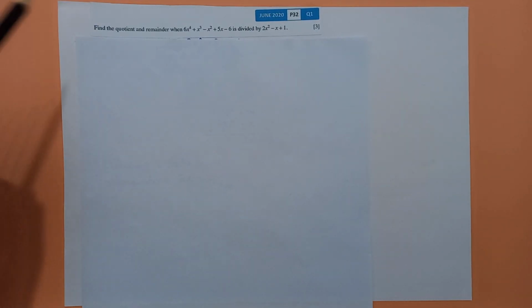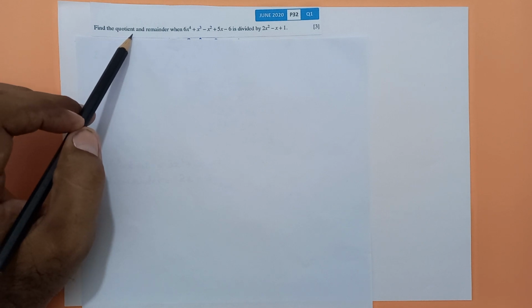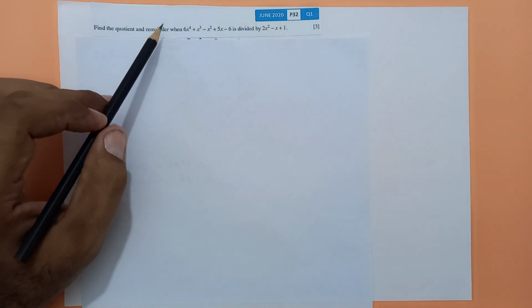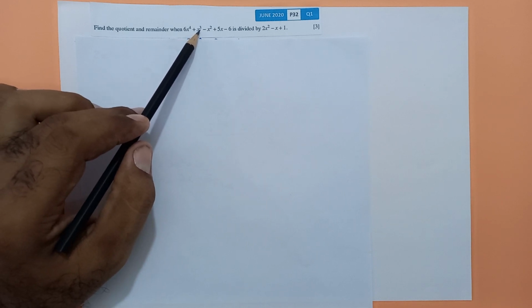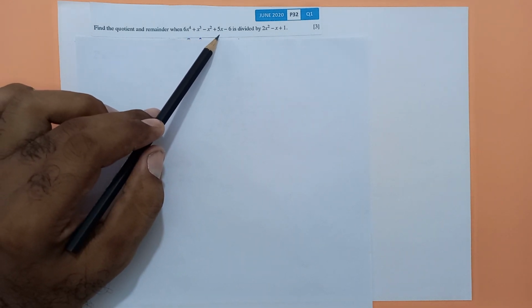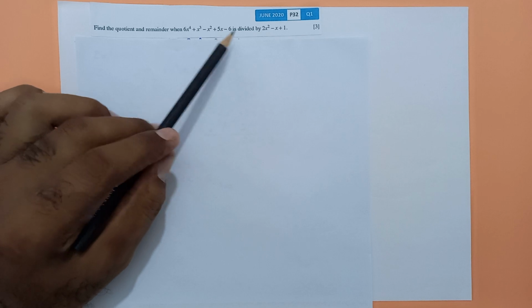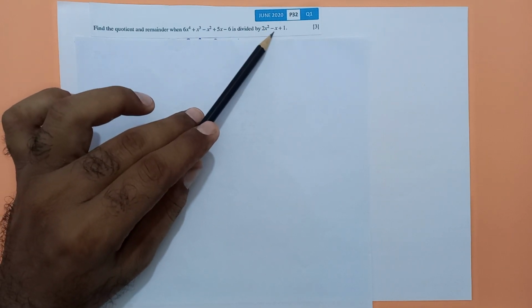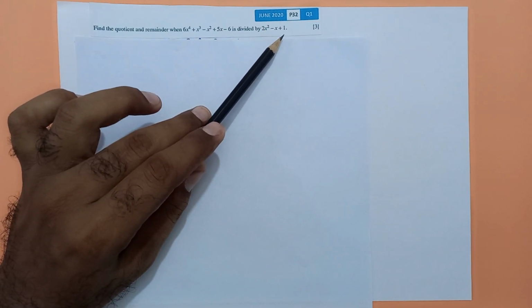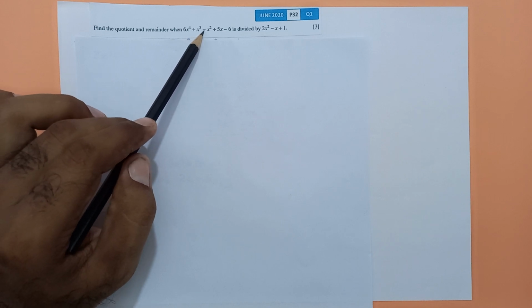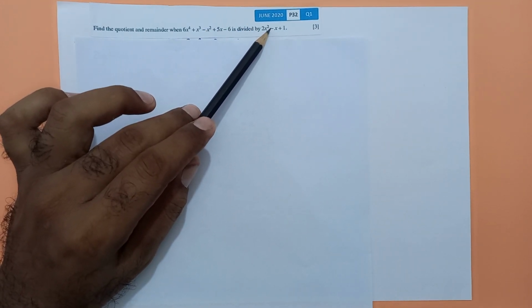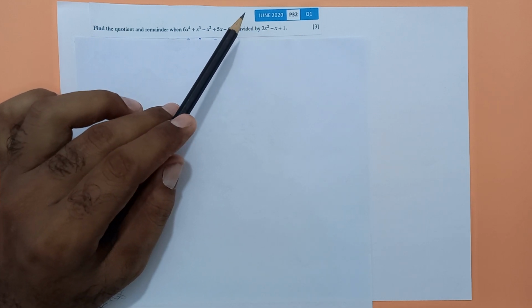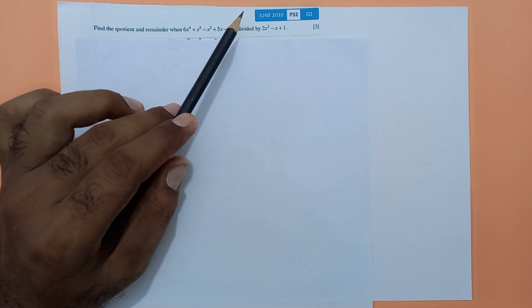Hello everyone. We have a question where it says find the quotient and remainder when 6x^4 + x^3 - x^2 + 5x - 6 is divided by 2x^2 - x + 1. That means we have to divide this polynomial by this quadratic expression. Because it is a quadratic, definitely we have to go with a proper division process.